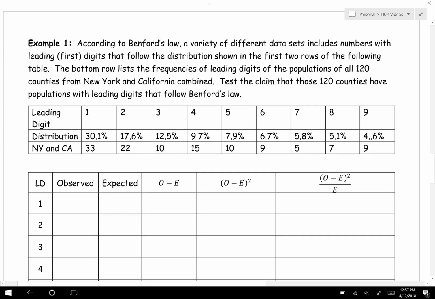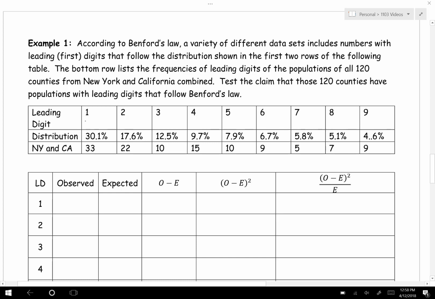So here's our first example. According to Benford's law, a variety of different data sets includes numbers with leading first digits that follow the distribution shown in the first two rows of the following table. The bottom row lists the frequencies of leading digits of populations of all 120 counties from New York and California combined. Test the claim that those 120 counties have populations with leading digits that follow Benford's law.